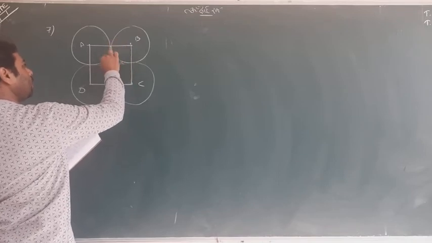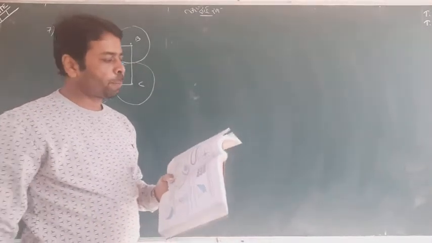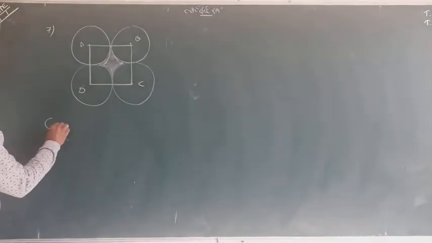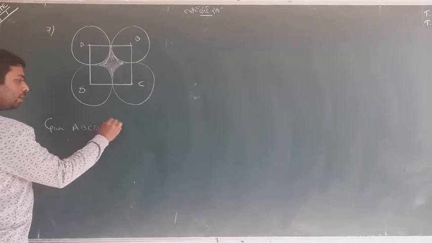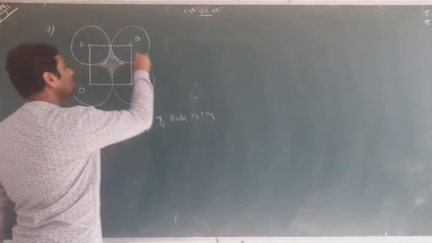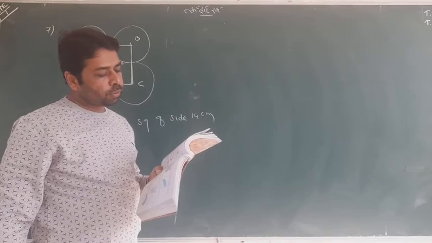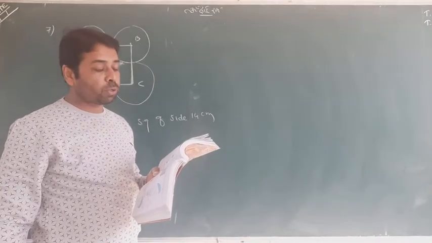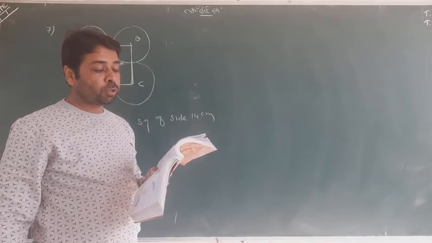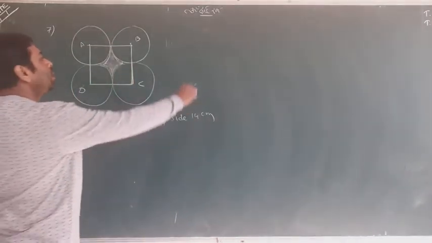And now I want to find this particular area. How can we find it out? Now we want to read the question. ABCD is a square of side 14 cm. With the centers A, B, C, D, 4 circles are drawn such that each circle touches externally 2 of the remaining 3 circles. Find the shaded region.